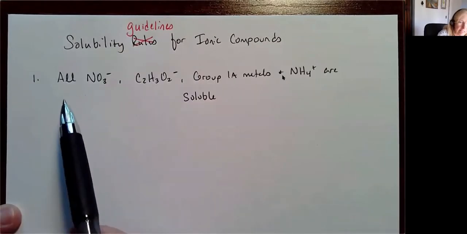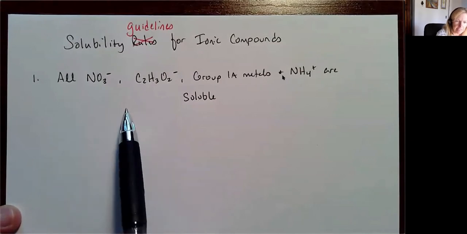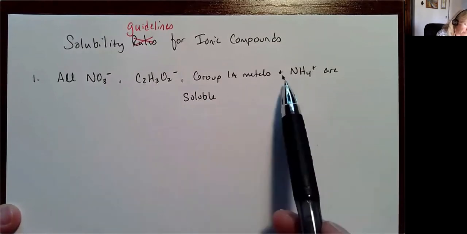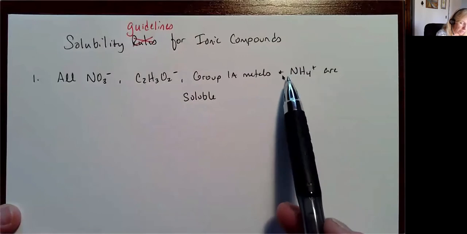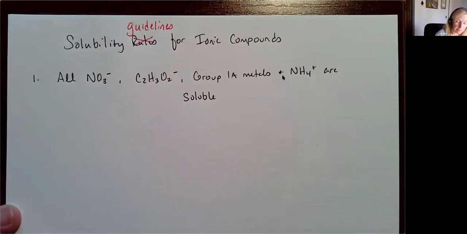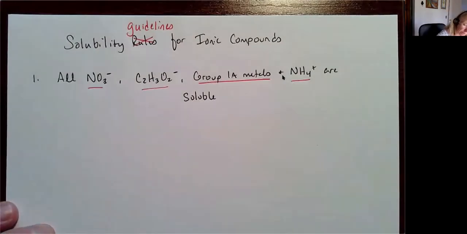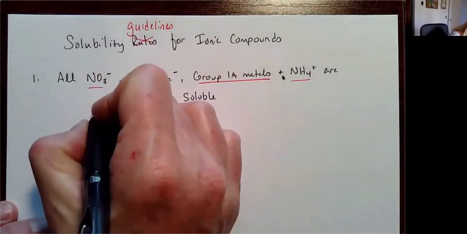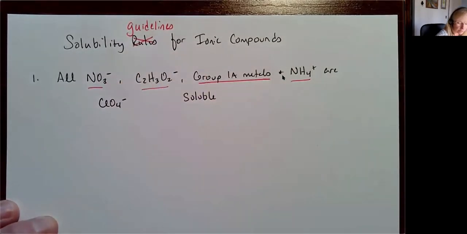Our first guideline is that all nitrates, acetates, group 1A metals, ammonium, that's one of your positive polyatomic ions, are all going to be soluble. So it doesn't matter what the other ion is with it. And I'm going to add one more to that, and I'm going to say perchlorates. Perchlorates are also going to be soluble. So that's our first guideline.